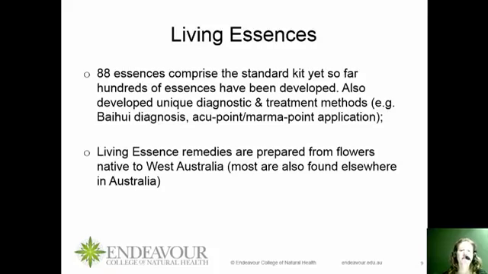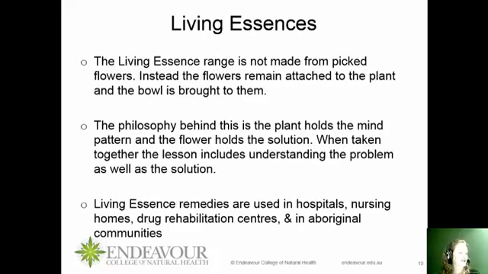They also use acupressure and marma point application, so they use acupressure on the ear, for example. And they're using native Western Australian plants. The living essences, something else that's unique about them is they don't pick the flowers like we said with the sun method or the boiling method. They choose to leave the flowers on the plant and simply take the bowl to the flower itself so it can sit there.